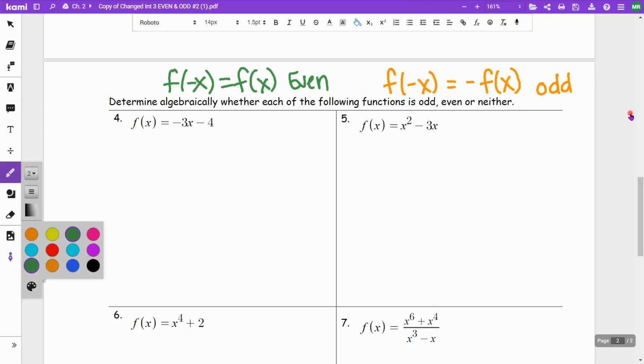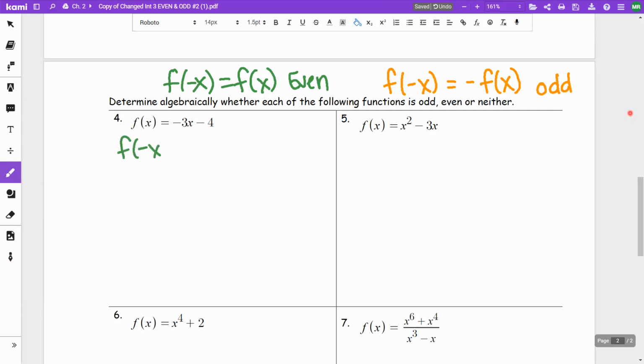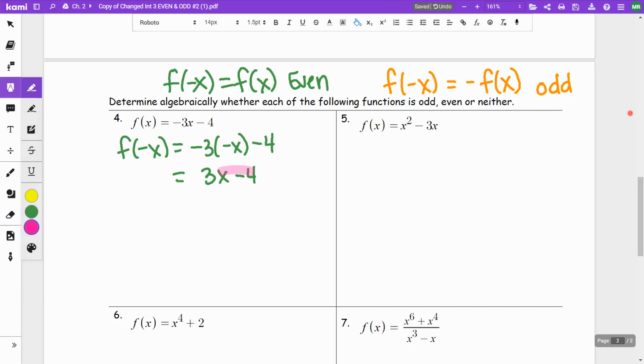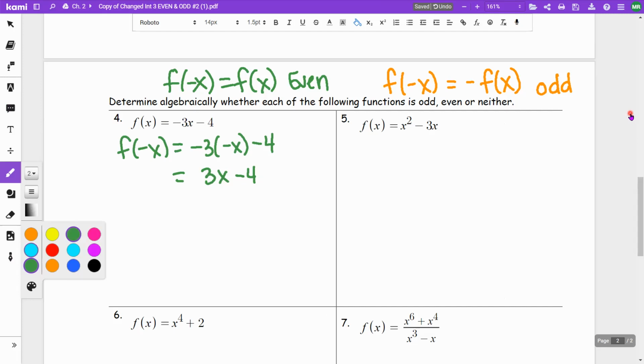So on this first one, let me put in a negative x. So I'm going to have a -3 times a negative x minus 4. A negative times a negative is a positive, -4. So you see, I'm not getting exactly the same, so it's not going to be even. I'm also not getting the opposite, because the opposite of this would have been 3x plus 4. So that means that this is going to be neither.